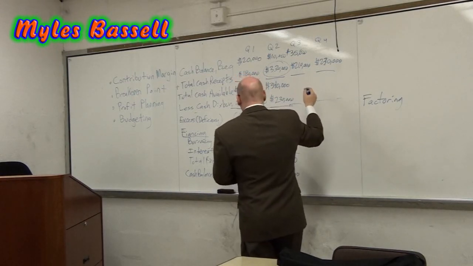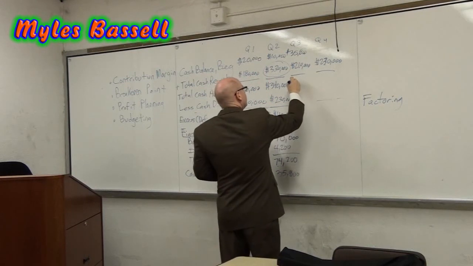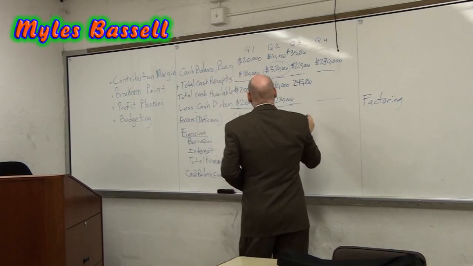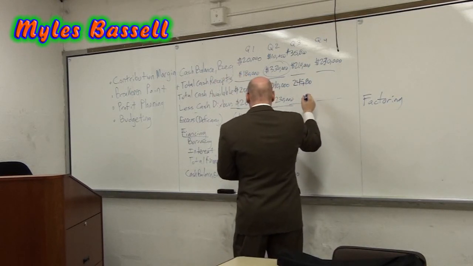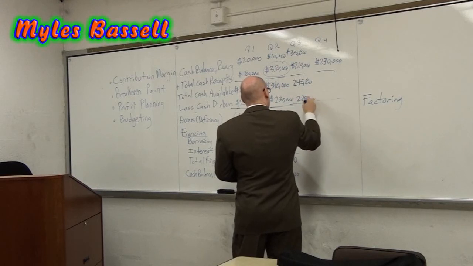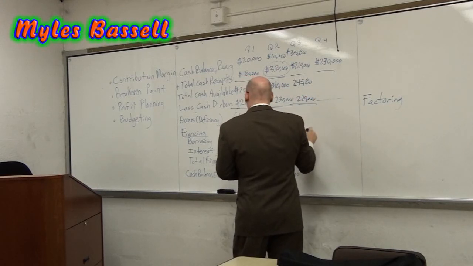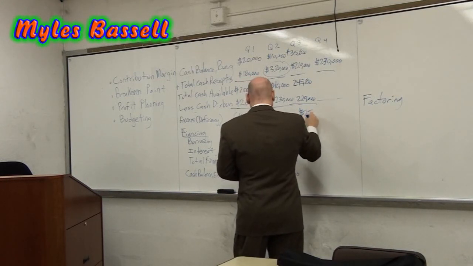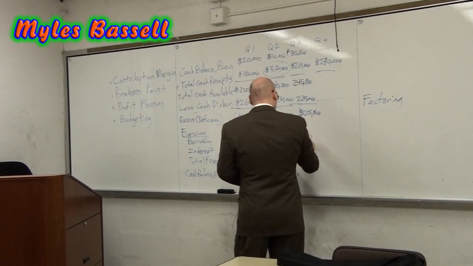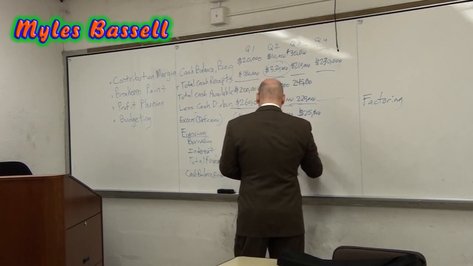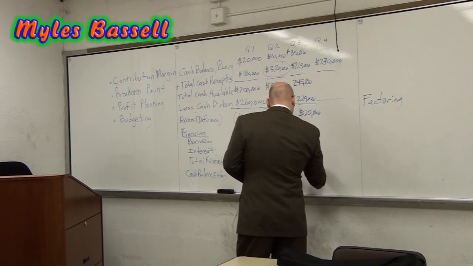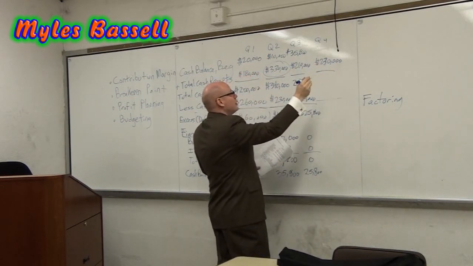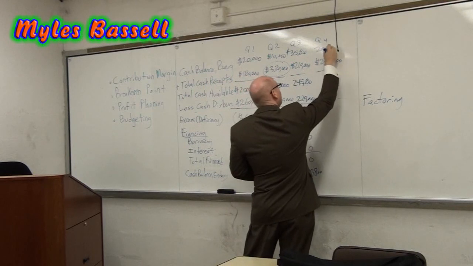And so the cash available in quarter 3 is going to be $245,800. And our cash disbursements, they tell us, are $220,000. And we have an excess of $25,800. We're not going to borrow any money. We don't owe any money. We're not going to pay any interest. So our ending cash balance is $25,800. That means that our beginning cash balance is going to be $25,800.